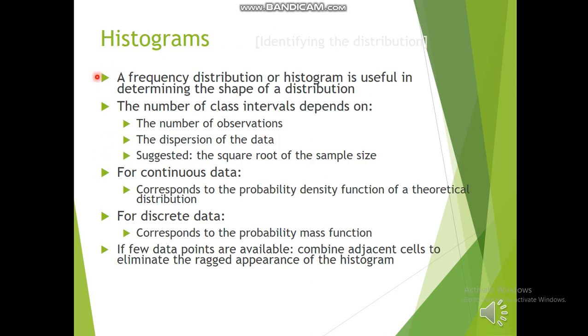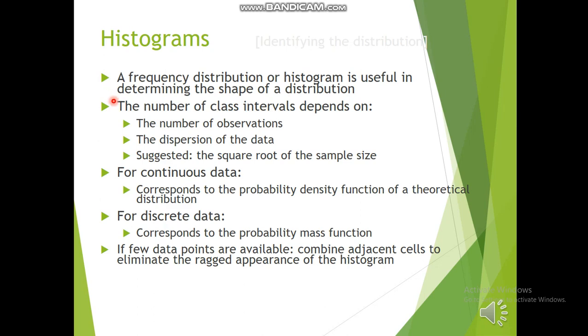Histogram. The frequency distribution of a histogram is useful in determining the shape of a distribution. So let us see the procedure for drawing a histogram. Step 1 is divide the data into class intervals of equal width. Step 2 is find the frequencies for each class interval. Step 3 is take the class intervals along the x-axis and frequencies along the y-axis. Step 4 is plot the frequencies on the vertical axis, or plot the data by raising rectangles on the x-axis.